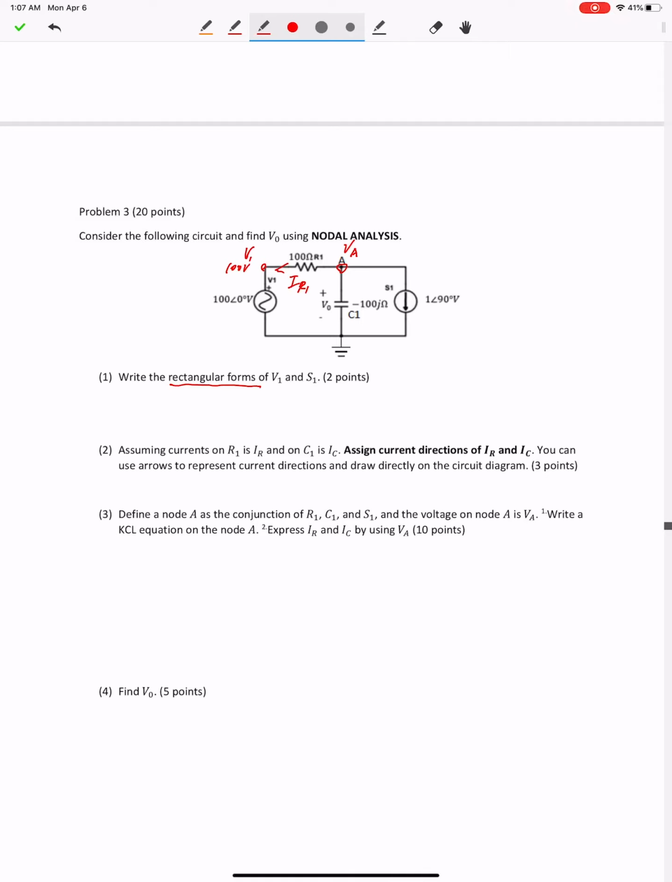The current on this branch, you can call it IC1, which is flowing down, and the current on this branch is S1, and the polar form is 1 at 90 degrees. The rectangular form is just j, right? And then you can write the KCL equation for node A, which is IR1 plus IC1 plus S1 equals 0, because these three currents are all leaving currents, right?